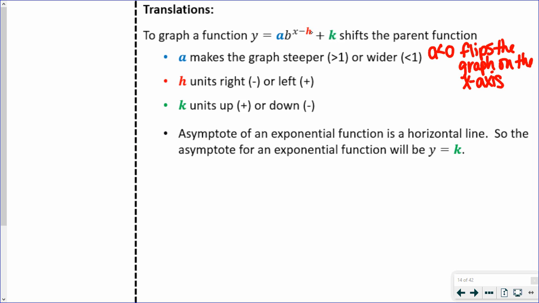Then remember the H, it's opposite, goes right or left, so minus H is actually going to the right, plus H would actually go to the left, and then K, if it's plus K, it goes up, minus K, it goes down. Your asymptote is still y equals whatever that K value is. That's how you tell from the equation.